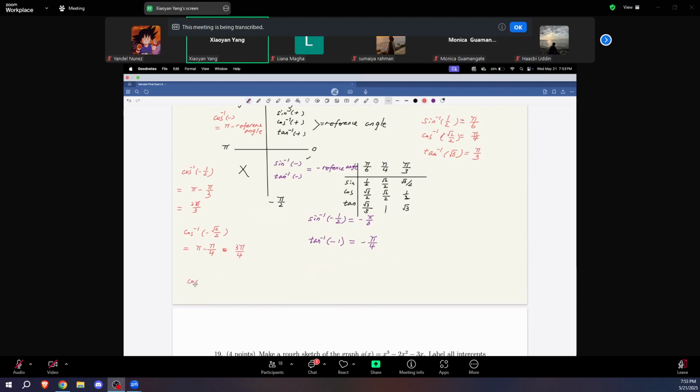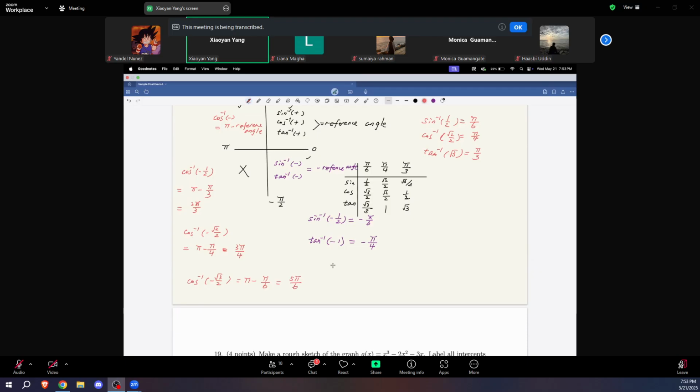Then what about cosine inverse of negative radical 3/2? What value gives you a positive radical 3/2? That is pi/6. So the formula is pi minus pi/6: 6 pi/6 minus 1 pi/6 equals 5 pi/6.